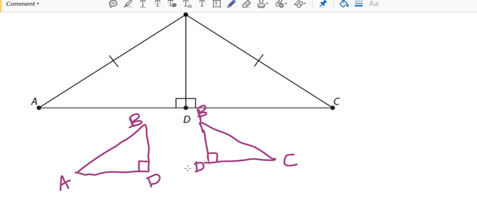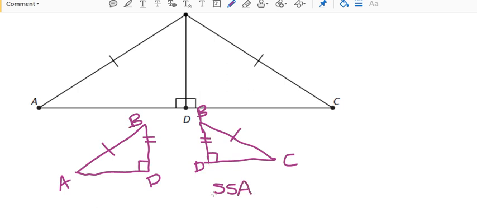And we also have a situation where it tells us that AB is the same as BC. Another thing to pay attention to here is that BD is on both of these triangles, so BD obviously has to be congruent to BD. So what we have here is a situation where we have two sides, and we also have an angle that we know is congruent.